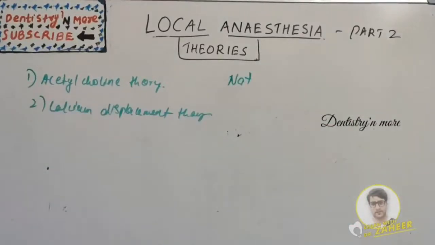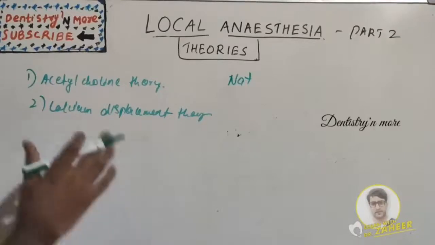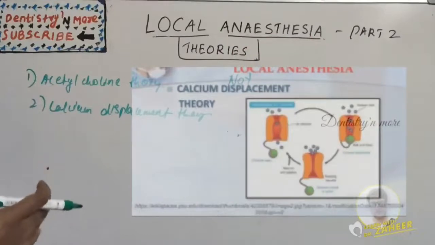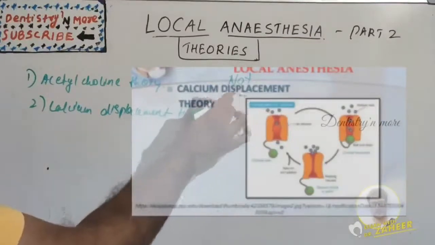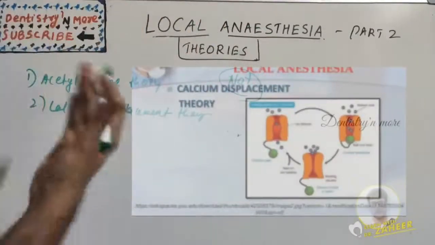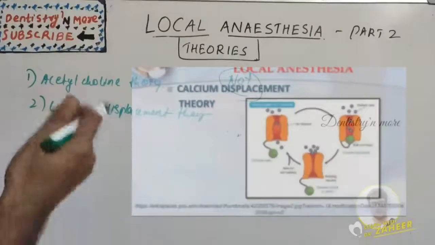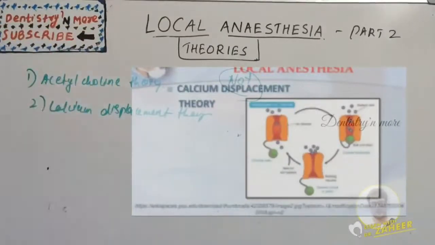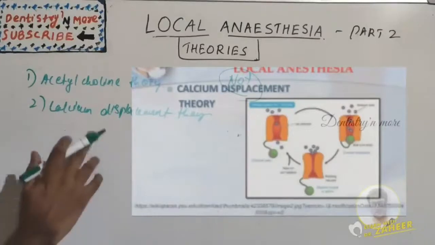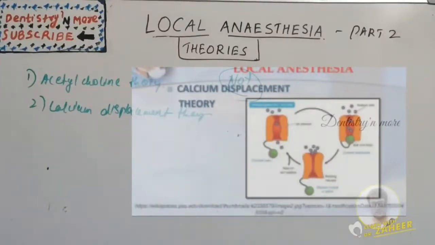The second theory was the calcium displacement theory. This theory states that the local anesthetic nerve block was produced by displacement of calcium from some membrane site which controlled the permeability of sodium. Sodium is the key element involved in local anesthesia, because we have seen in our last session how sodium is involved in depolarization and repolarization. When sodium enters the cell membrane, depolarization starts. So the calcium displacement theory highlights the involvement of sodium.